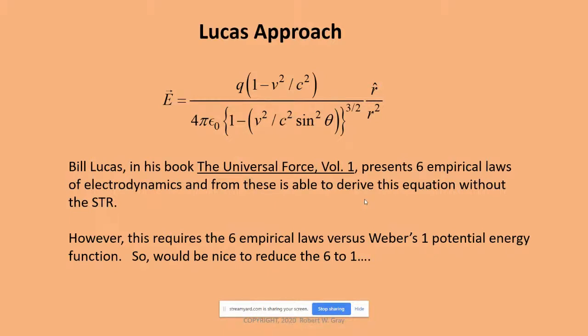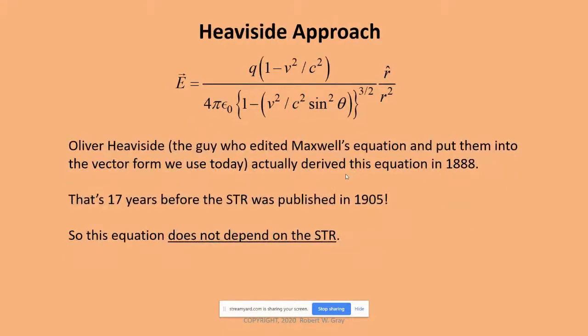However, this requires the 6 empirical laws versus Weber's 1 potential energy function. So it would be nice if there was some way to reduce those 6 empirical laws into 1 equation, 1 assumption, 1 something. So I'm still looking.